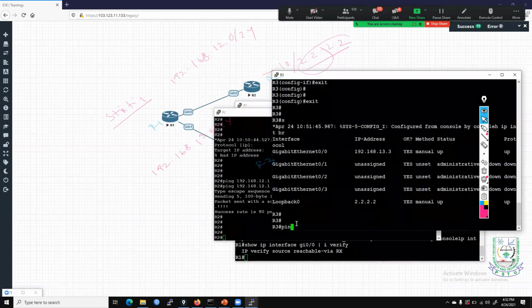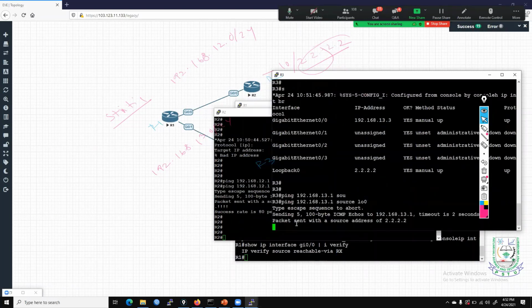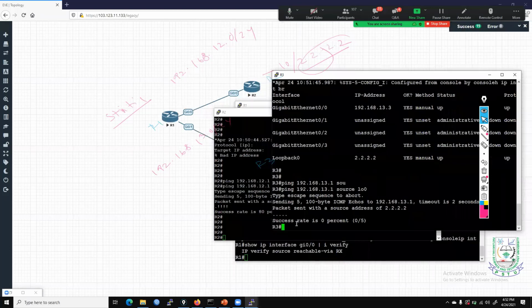If we ping now 192.168.13.1 using source loopback 0, what would happen? So you see the packet cannot reach, or is getting no response here. So what actually happened in here?